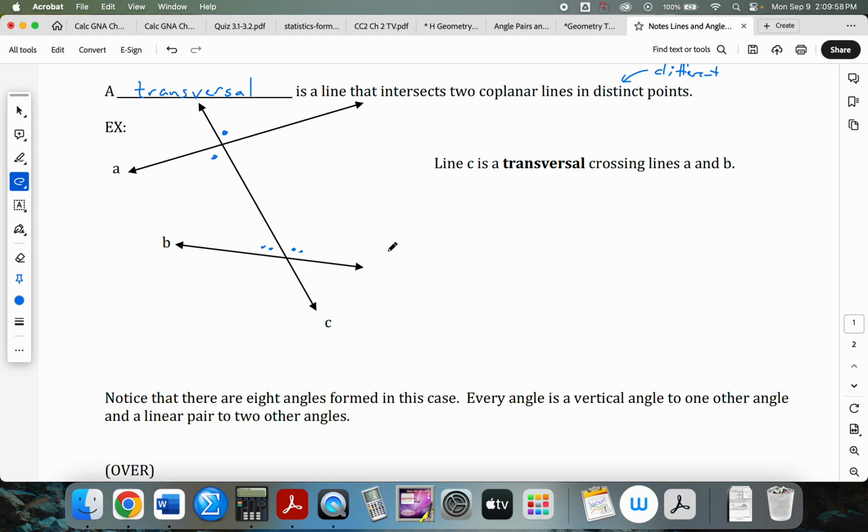So everywhere you've got vertical angles, remember, vertical angles are always the same size. They're congruent to each other. And then we also have linear pairs. Those always add up to 180. That's going to be really important for the unit we're about to start.